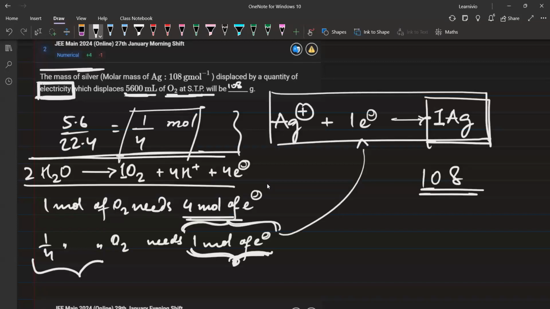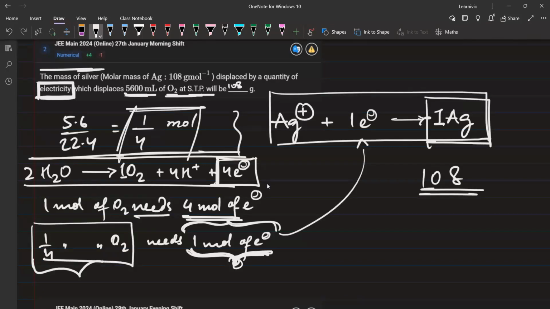And according to this equation, H2O gives 1 mole of O2 and it requires 4 moles of electron. So 1 mole of O2 needs 4 moles of electron. But how many moles of oxygen are we getting? We are only getting 1 by 4 moles. So for 1 by 4 moles of O2, see, 1 mole requires 4, so 1 by 4 will be requiring how much? It will be requiring 1 only. Does this make sense? Yes, sir. Okay. So we use this many moles of electron to get 1 by 4 moles of O2.